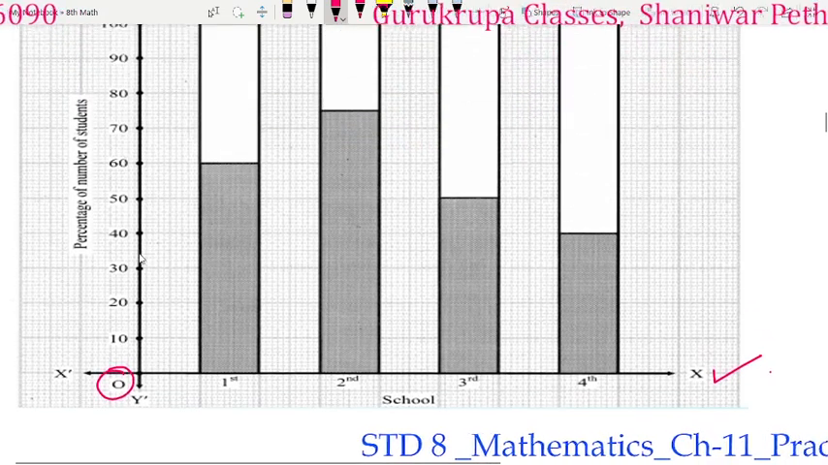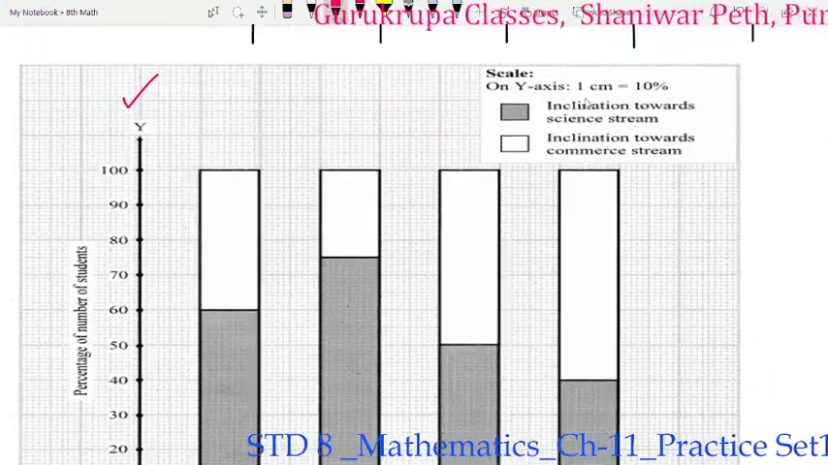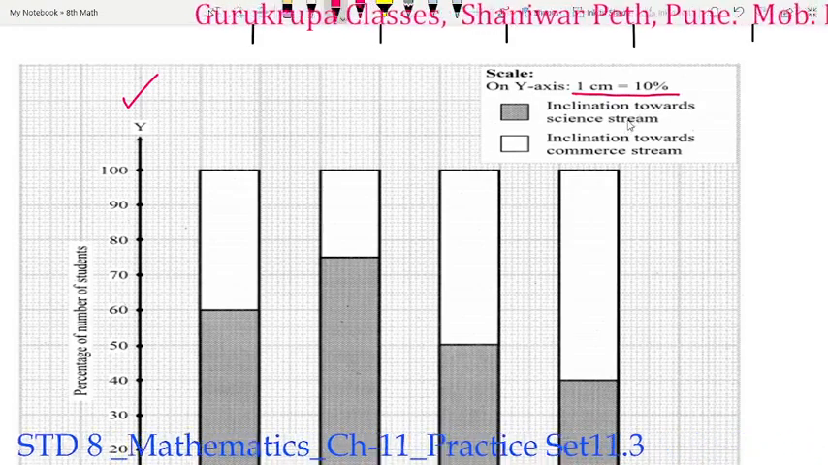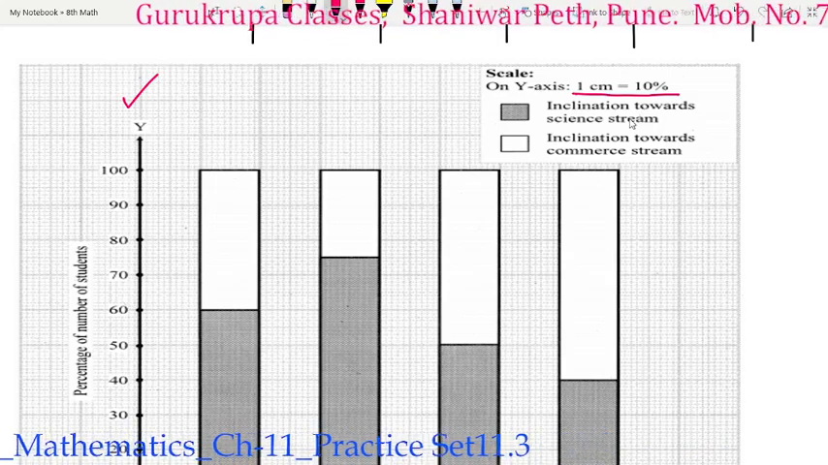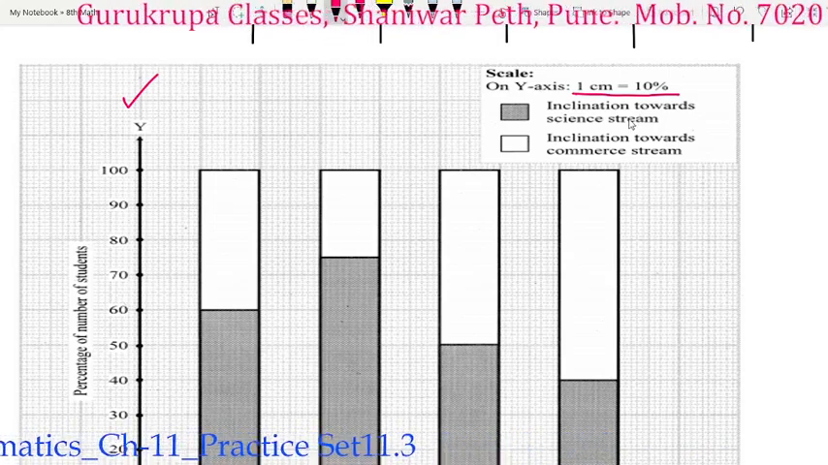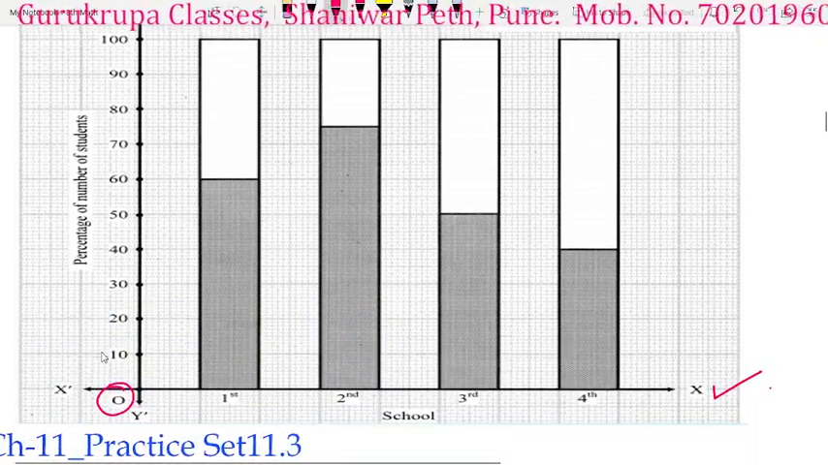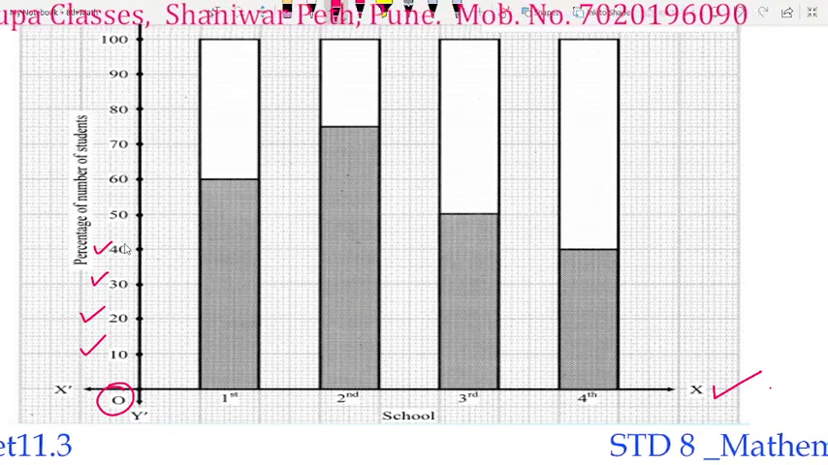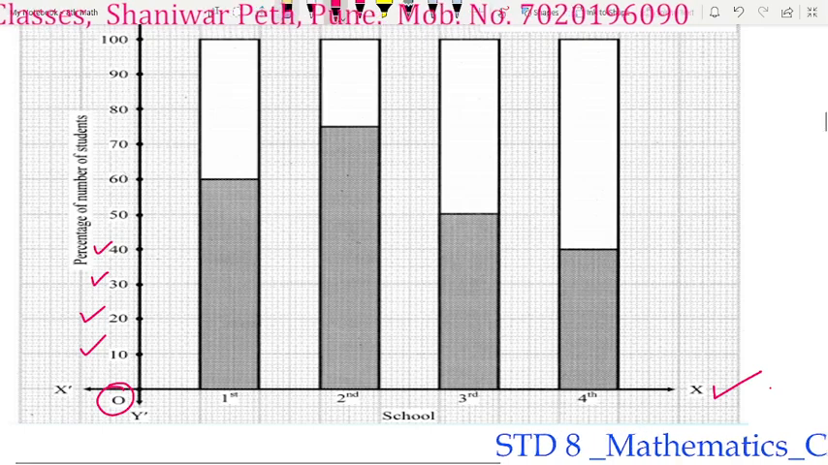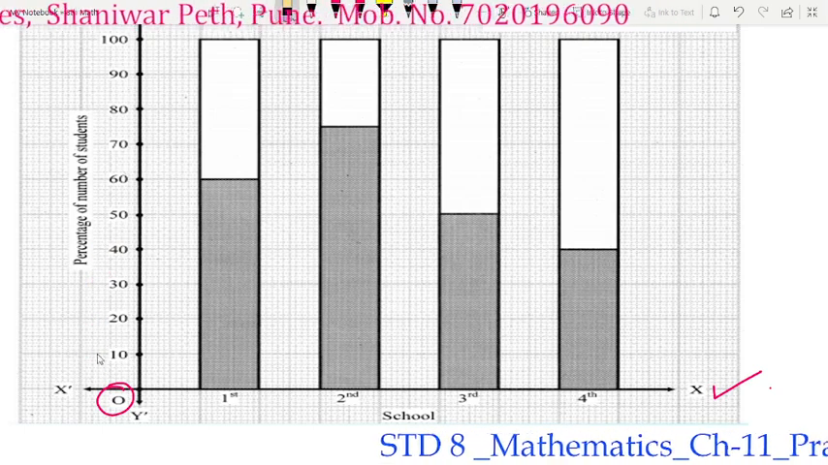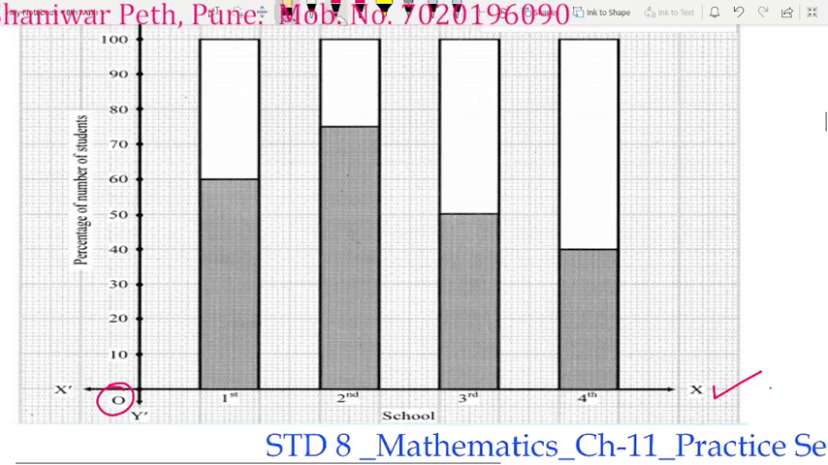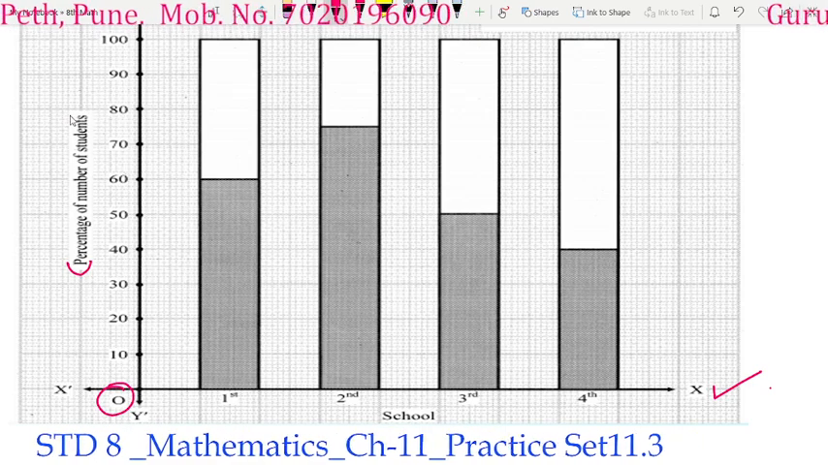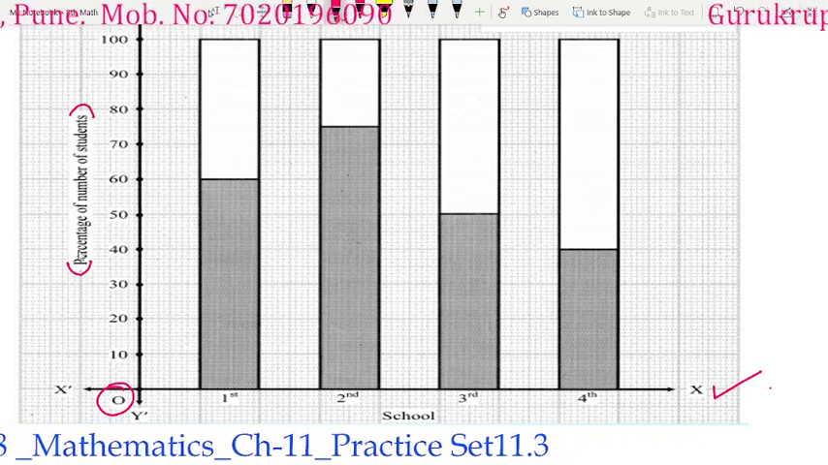Now on the y-axis we should take the scale: 1 centimeter is equal to 10%. As this is a percentage graph, the height of each bar should be 100 units. So on the y-axis we take the table of 10. 10 ones are 10, 10 twos are 20. So 10, 20, 30, 40, 50, 60, 70, 80, 90, and 100. What do those numbers indicate? The percentage of number of students. That should also be written.